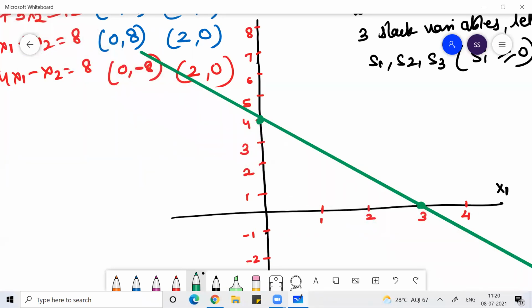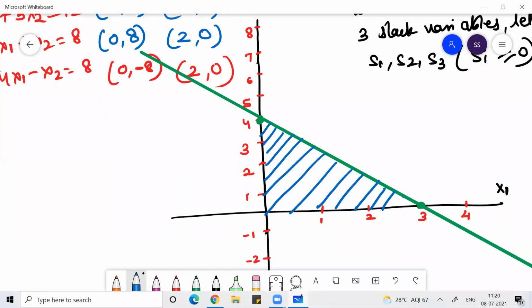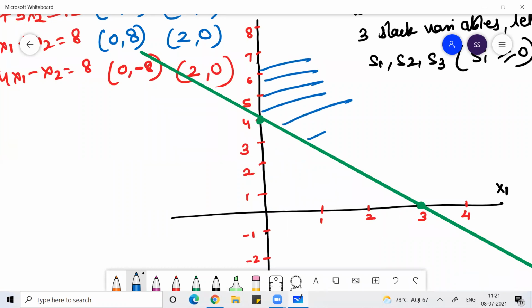So once you get this line, I believe you know the region. No? What is your region? You know x1 and x2 are positive, and the sign is less than or equal to. This would be the region. I hope everyone understands this part very well. So I'm not just plotting this, I hope you'll keep this in mind. Feasible region. If the sign would have been greater than or equal to, then your region would be this.